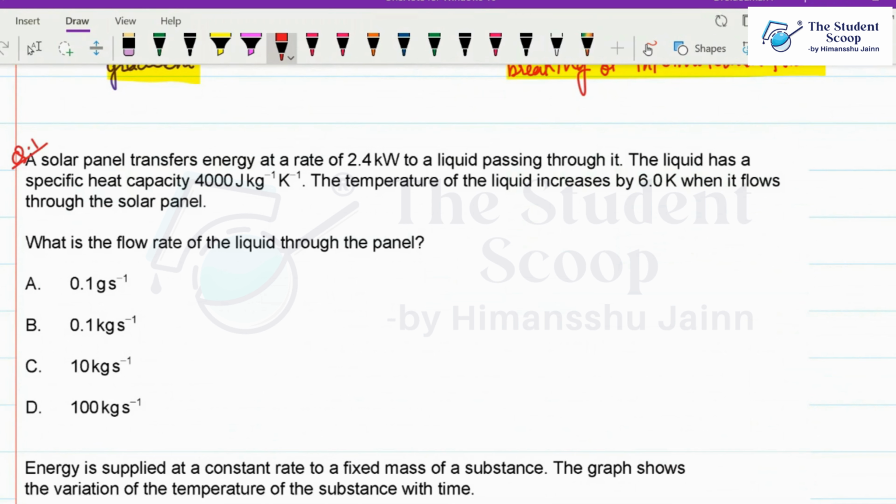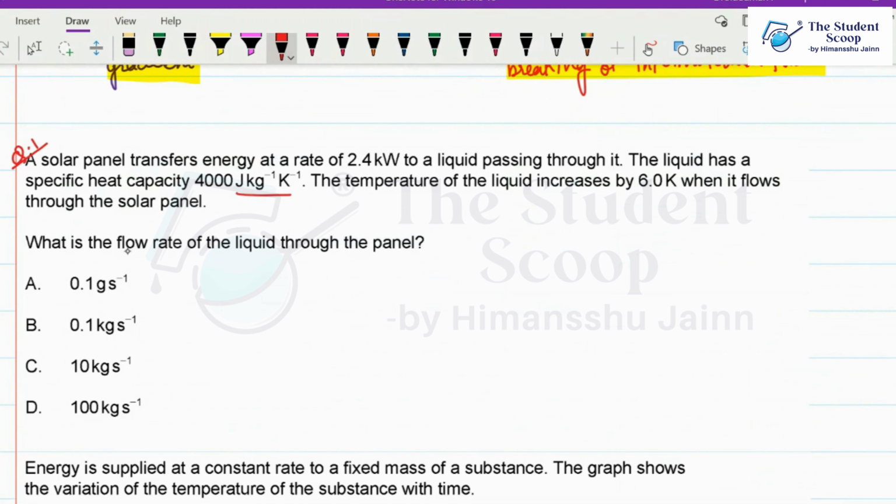A solar panel transfers energy at a rate of 2.4 kilowatts to a liquid passing through it. If the liquid has a specific heat capacity of 400 joules per kg per Kelvin, that's the unit, so always remember the units as well. The temperature of the liquid increases by 6 Kelvin when it flows through the solar panel. What is the flow rate of the liquid through the panel?